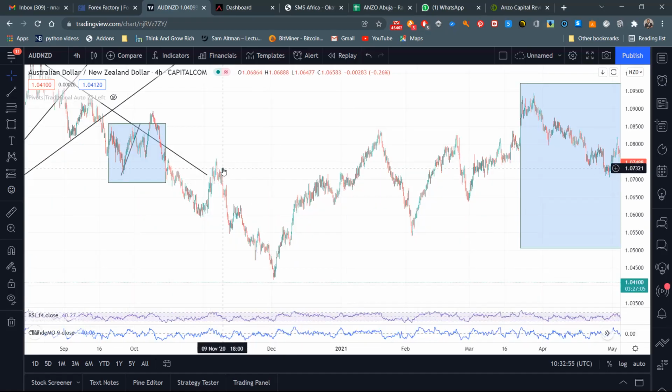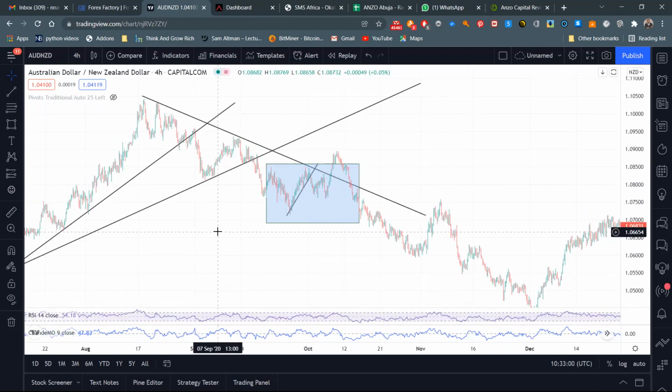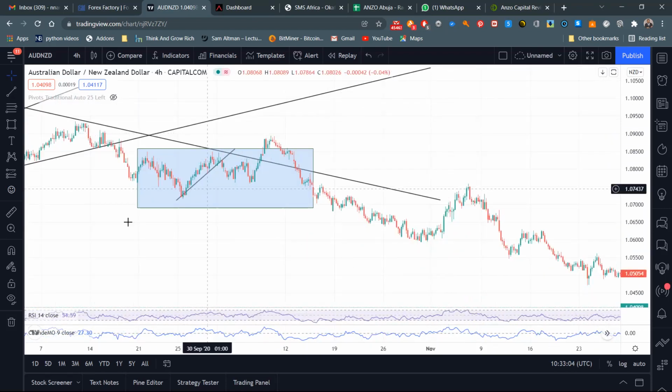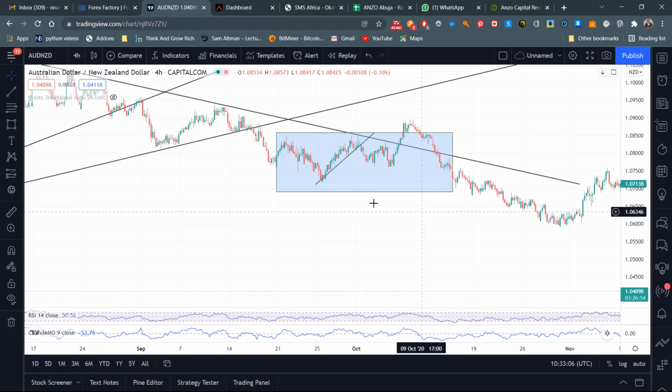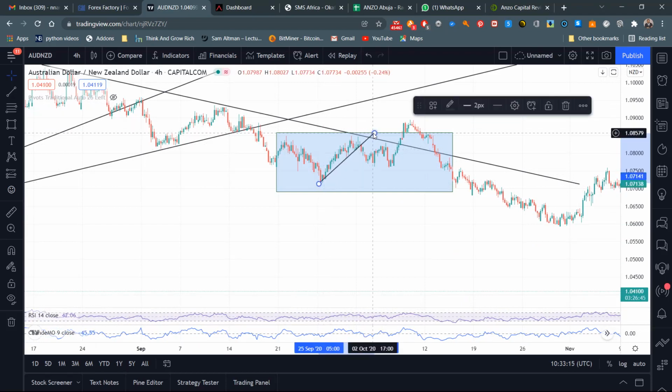Okay, so this is the 4-hour chart of that area that we were looking out for. So potentially, if I'm not mistaken, we could have this trend line here that failed. Okay, so we might have our trend line like this.